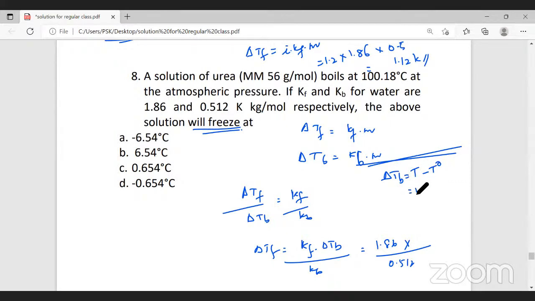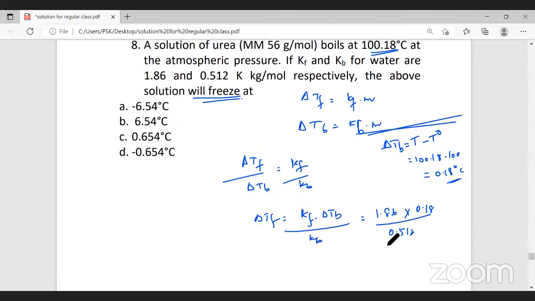So it is 100.18, and we know that water boils at 100 degrees Celsius. Therefore, delta TB is 0.18 degrees Celsius. So here you write it as 0.18 degrees Celsius. Did you follow this? We have not taken the Kelvin scale because they have given it in degrees Celsius. You can take it in degrees Celsius directly.